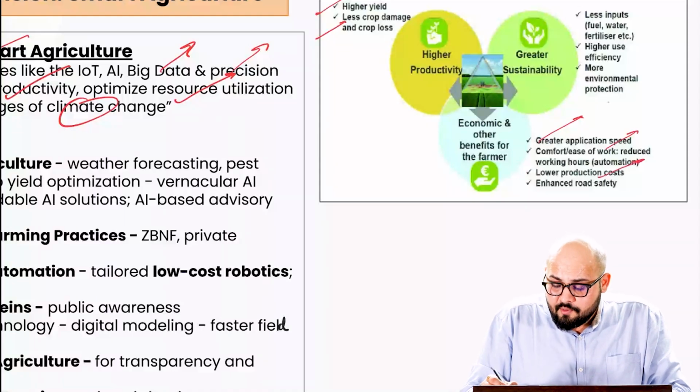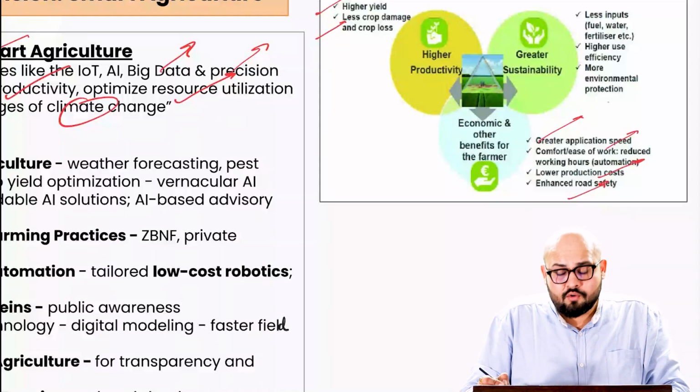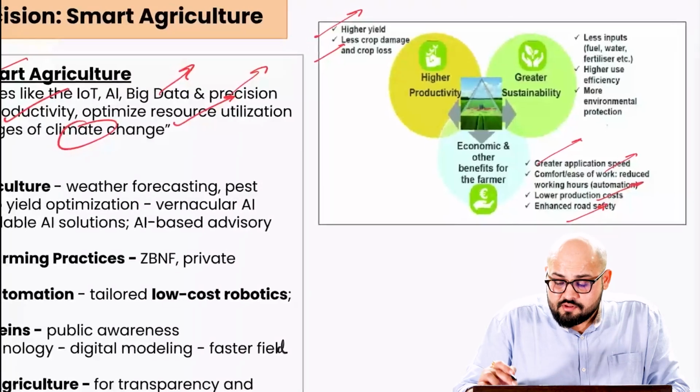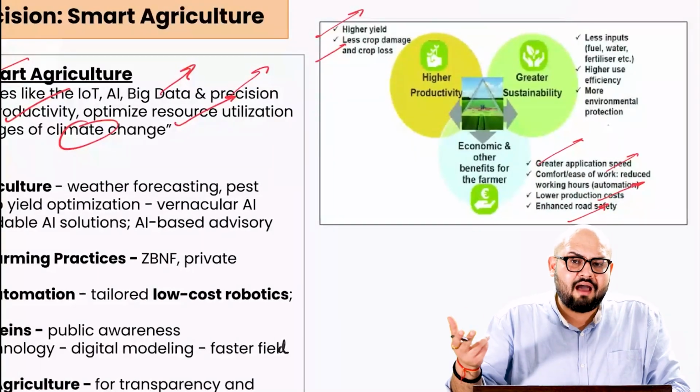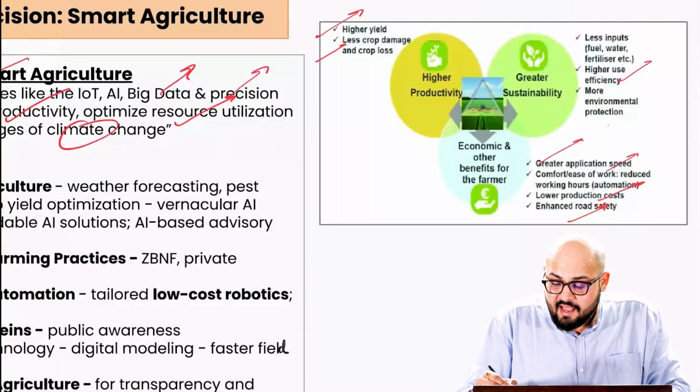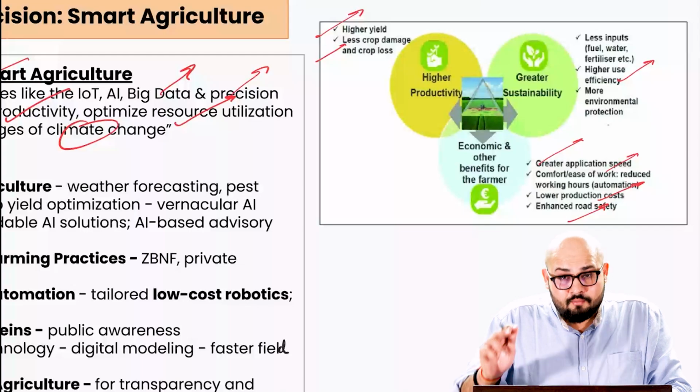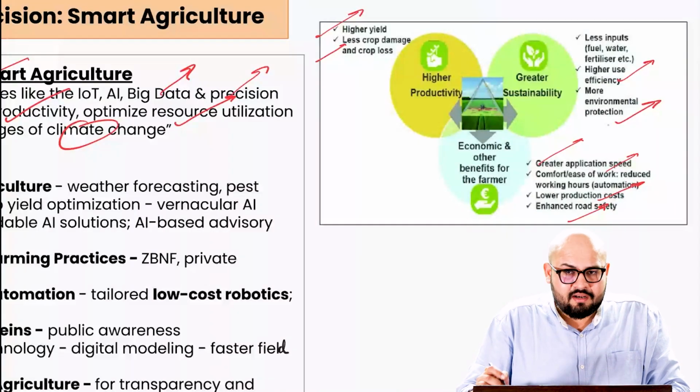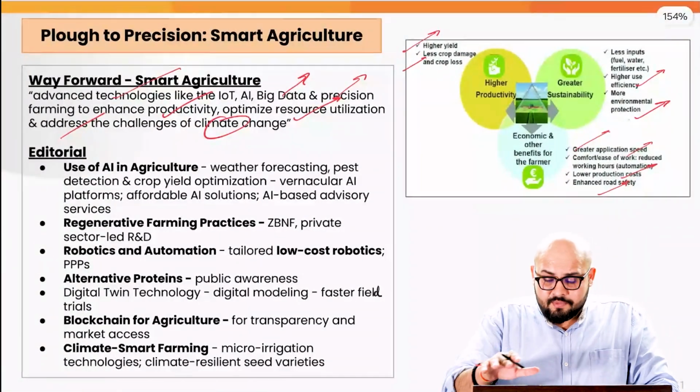Next is lower production costs, enhanced road safety. Next is fewer inputs. We have the chemical inputs, the fertilizers, higher use efficiency, right? Also for the water, more environmental protection. So these are some of the benefits. You can note them down.